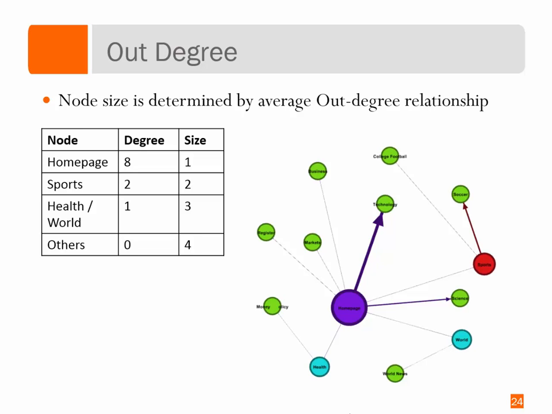And then health and world, we assign, it feeds 1 other node, that being world news. So we give it a size of 3. And the same thing with health, that feeds money. We give that a size of 3. And then for all the others, they don't feed any other nodes, so we'll give it a size of 4.